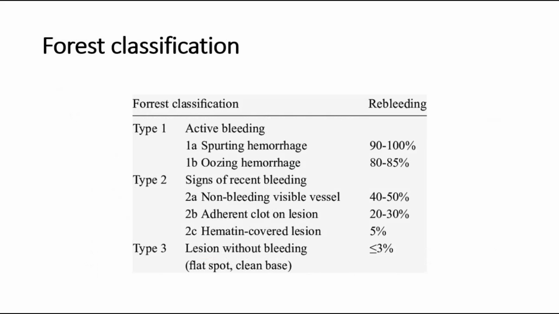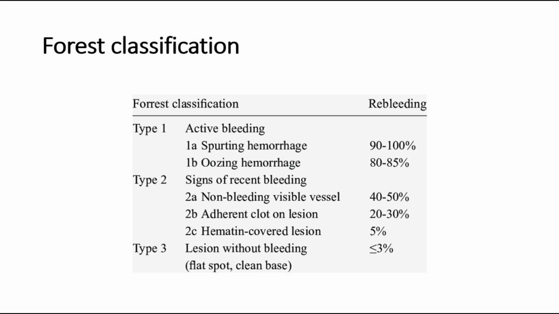This is the Forrest classification of UGIB to predict risk of rebleeding. 1A is spurting arterial bleed, 1B is oozing venous bleed. 2A is visible vessel, 2B is adherent clot, 2C is hematin-covered base. Type 3 is clean base lesion with no bleeding.